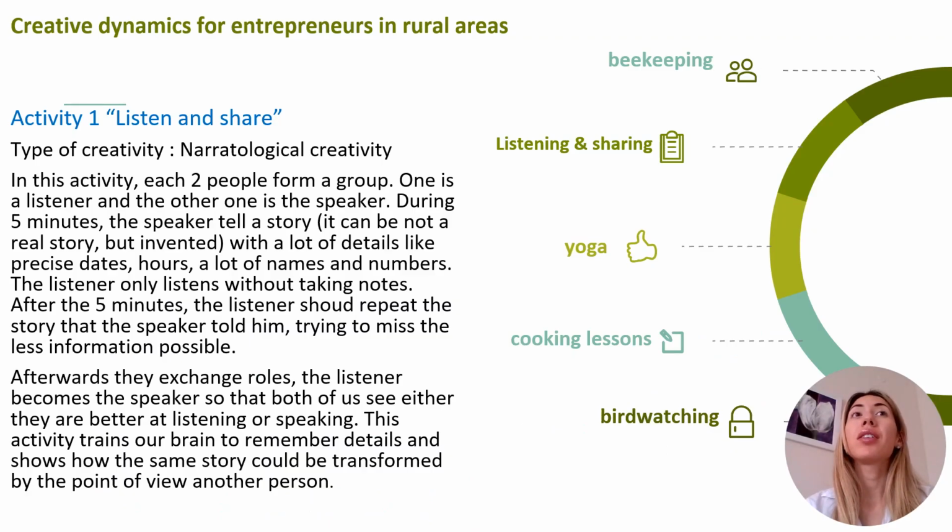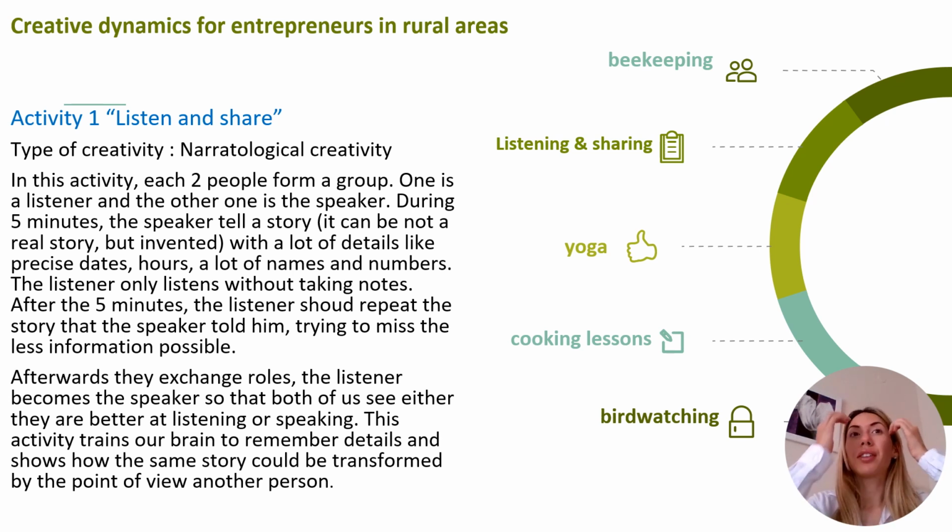Let's have a look at the first creative activity for entrepreneurs in rural areas. Activity 1 is called Listen and Share. The type of creativity is narratological creativity. In this activity, each two people form a group. One is the listener and the other one is the speaker. During 5 minutes, the speaker tells a story. It can be not a real story, but an invented one, with a lot of details like precise dates, hours, a lot of names and numbers. The listener only listens without taking notes.